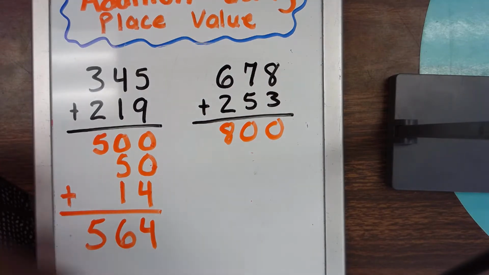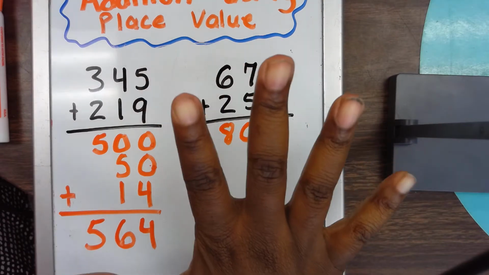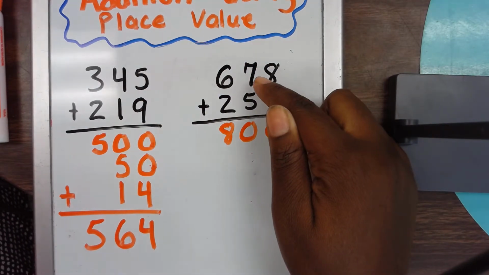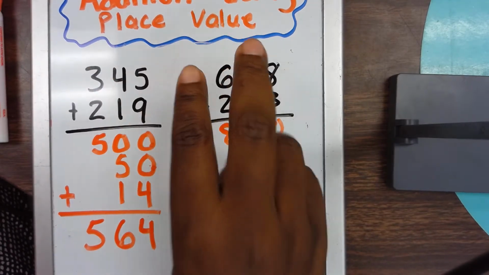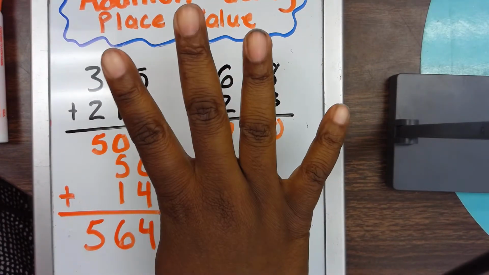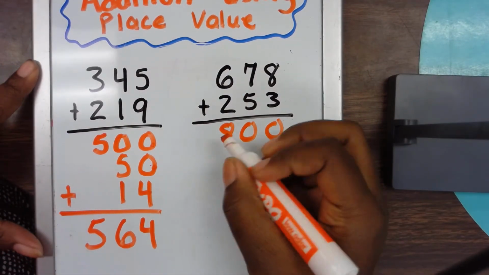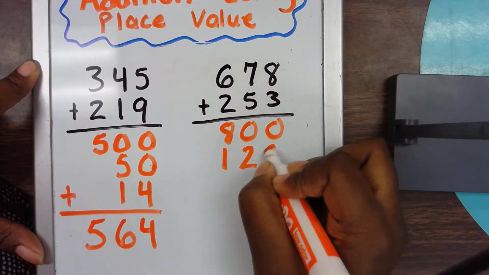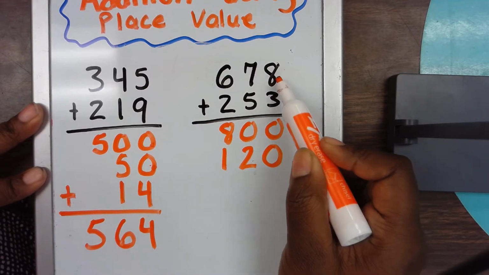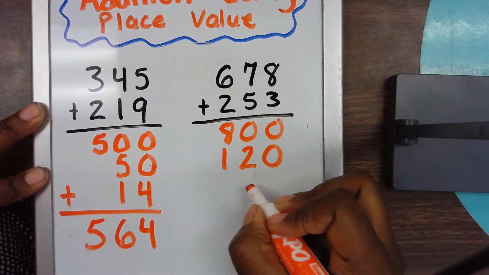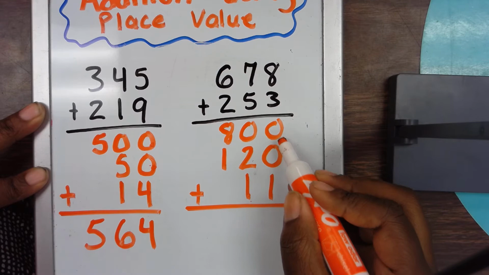And if you're not sure, remember to remind them you can count by tens. So I can start at 70 and count up 5 tens. Then I go 80, 90, 100, 110, 120. So 70 plus 50 is 120. And then I'm going to add my ones place. 8 plus 3 is 11. And then I'm going to add those numbers together.